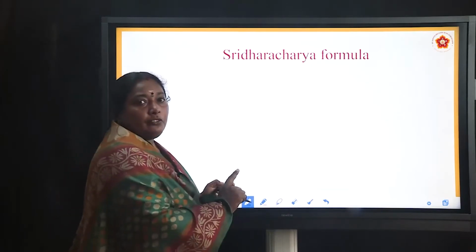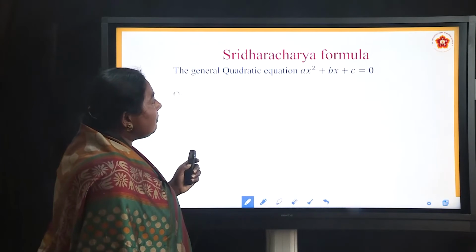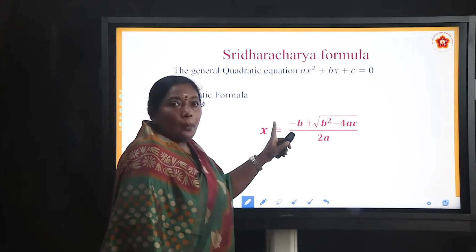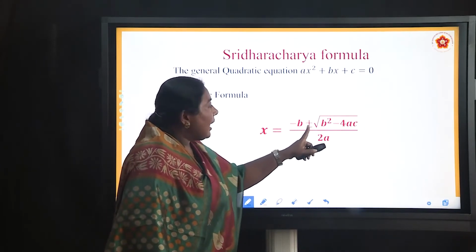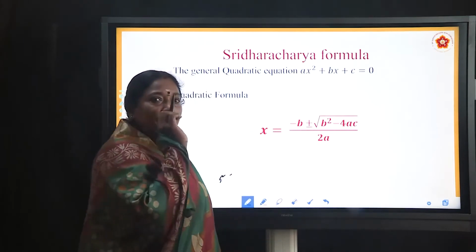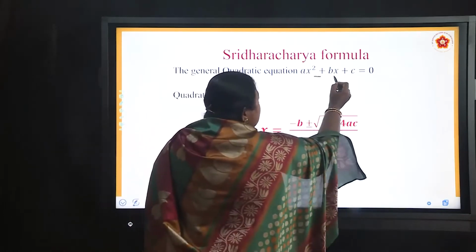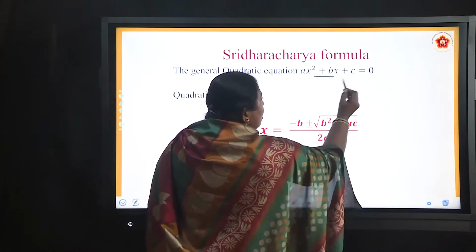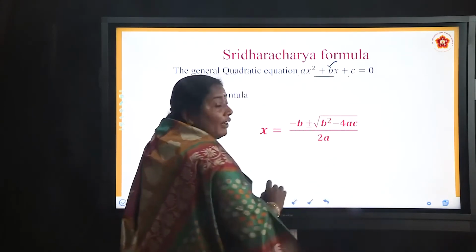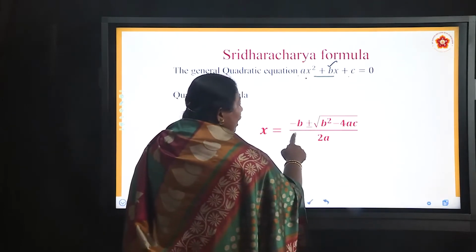This is a very, very important formula. You have to memorize it. The standard form of the quadratic equation is ax square plus bx plus c equal to 0. The quadratic formula: x is equal to minus b plus or minus root of b square minus 4ac, by 2a. It's a very, very important formula. Please memorize it. Minus b plus or minus root of b square minus 4ac. Whenever you are reading the formula, look at the equation and read. Don't look at the formula and read.